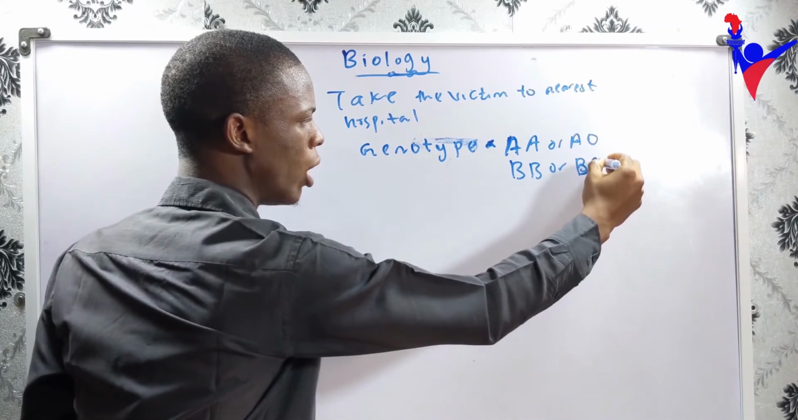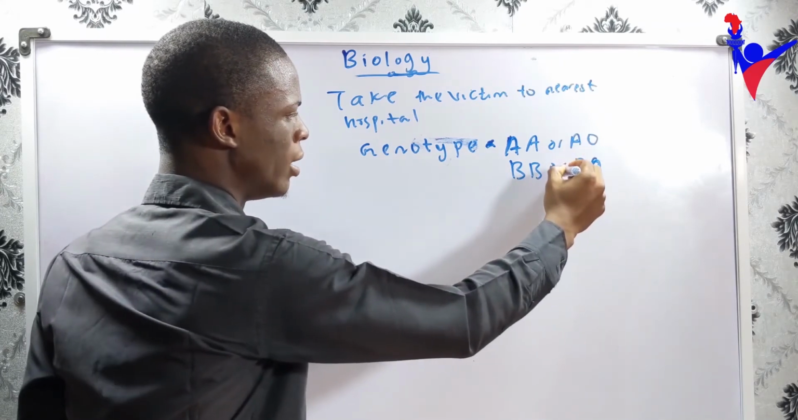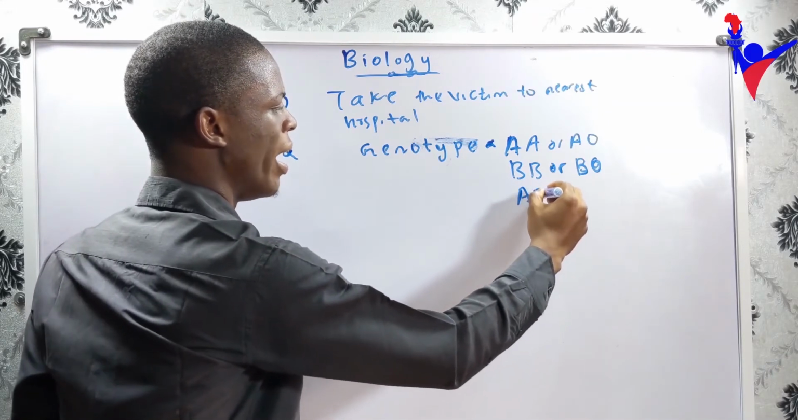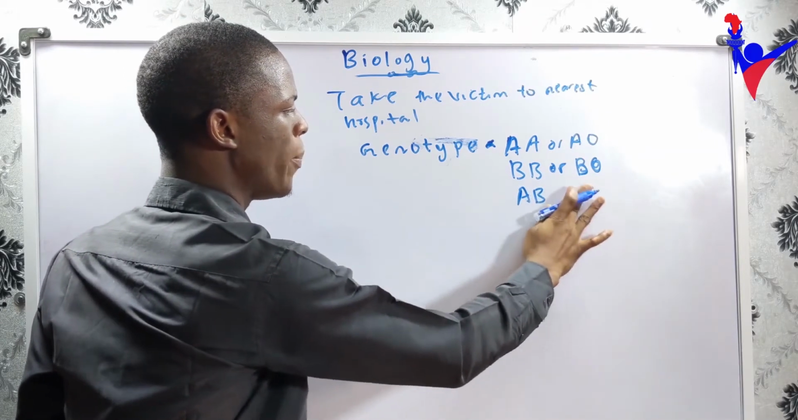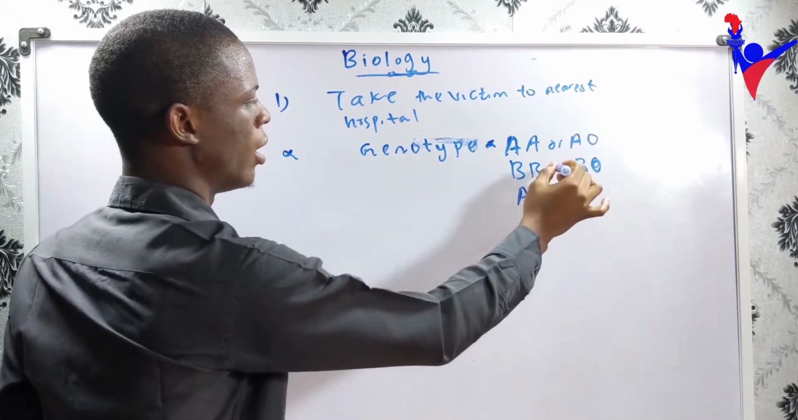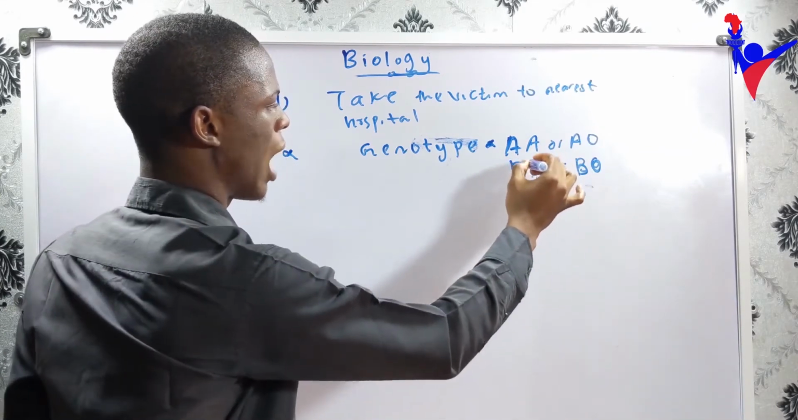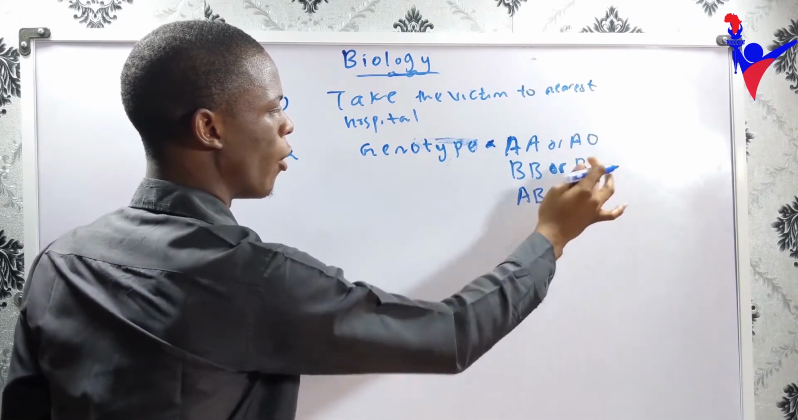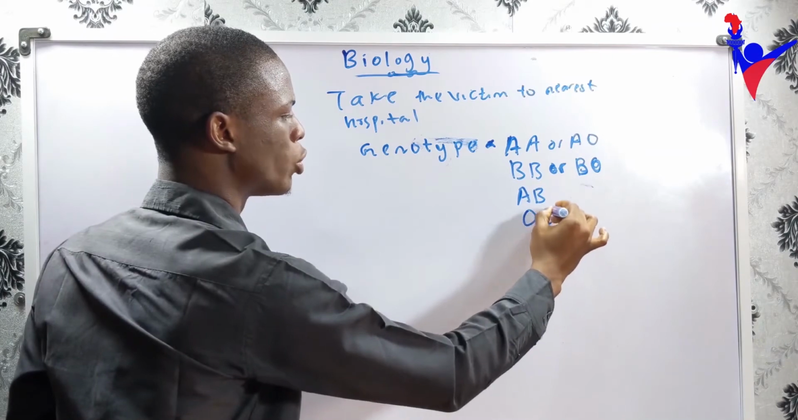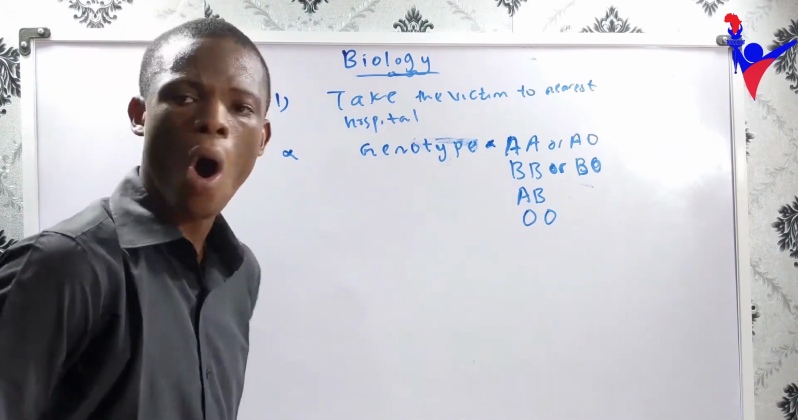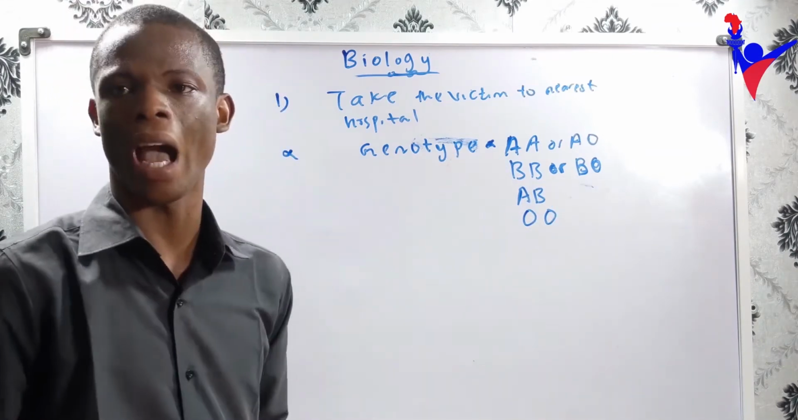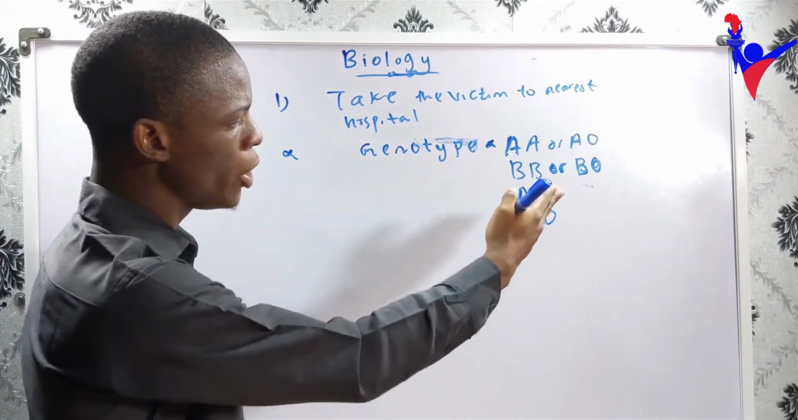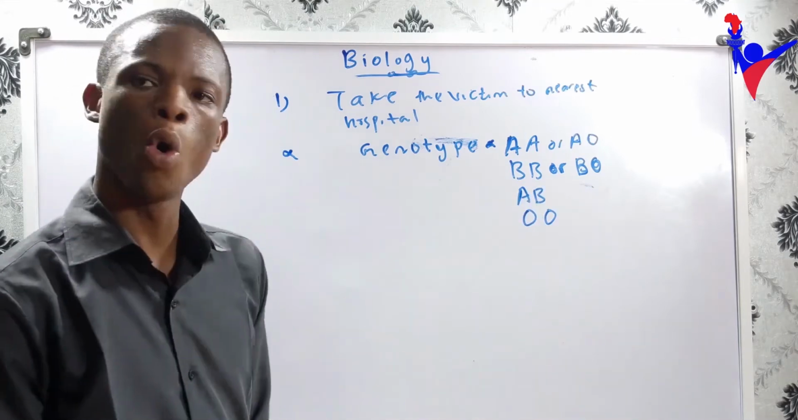All these are what you learn when we start our classes. We have the other genotype, which is your AB. AB does not have any other one, and the last genotype is OO. So all these are the major genotypes that we have. We have the 6 genotypes: AA, AO, BB, BO, AB, and OO.